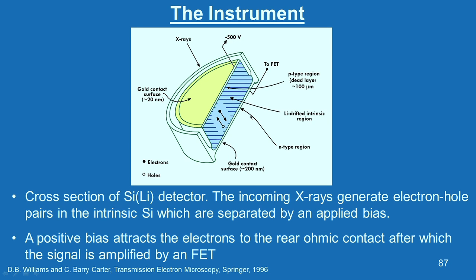And a little more detail on the detector system. This is the detector called a SiLi detector, silicon lithium detector. It is a cross section view. The cross section of the SiLi detector is schematically shown here. The incoming X-rays generate electron hole pairs in the intrinsic silicon, which are separated by an applied bias. Here is where that reaction happens. This is the lithium drifted intrinsic region, where you have the p type region as well as the n type region.